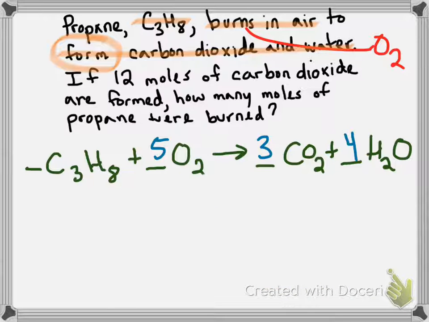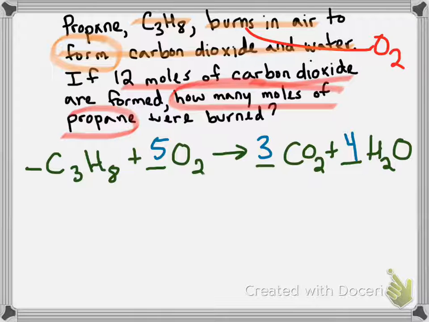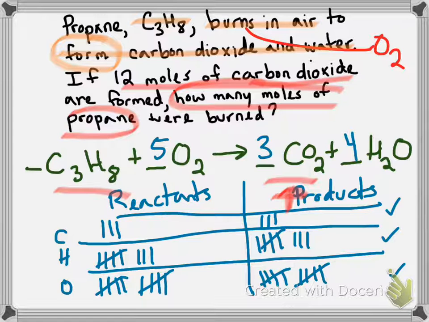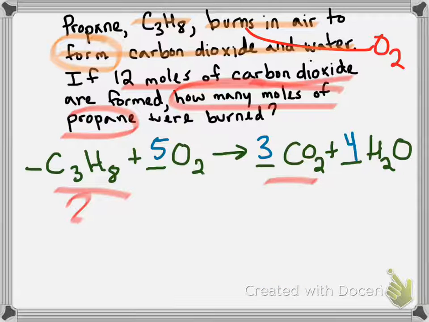Step 2 says I need to identify what is given and what I want to find. When I look at this, 12 moles of carbon dioxide are formed, so that's what I'm given. How many moles of propane were burned? So I am looking for the relationship between carbon dioxide and propane. I'm given how much carbon dioxide forms, and my unknown is my propane.